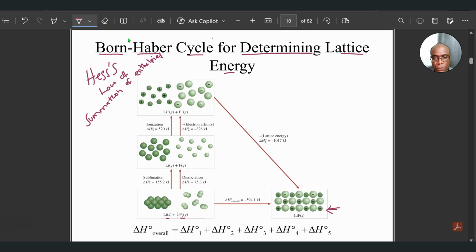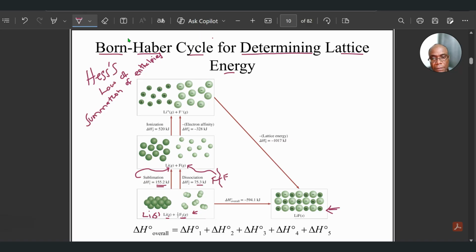Okay, so if you take the lithium by itself and fluorine by itself, lithium is in solid state right now, and the fluorine is a diatomic molecule. It has to be broken down to the elemental form. So we are going to sublime the solid. The lithium is a solid, so it's going to be sublimed to gas. And then the fluorine is a molecule, so it's going to be dissociated to monatomic gas species. So the heat of sublimation is given as 155.2.